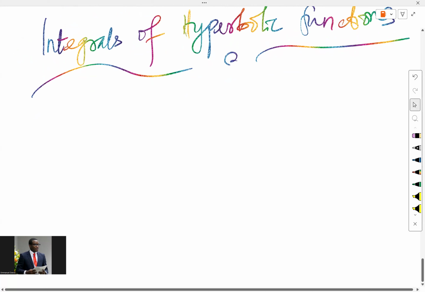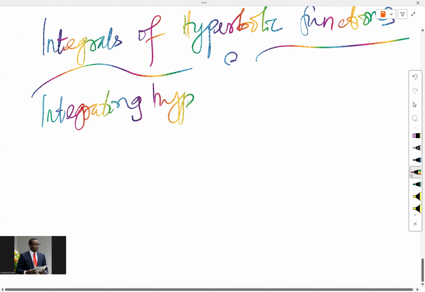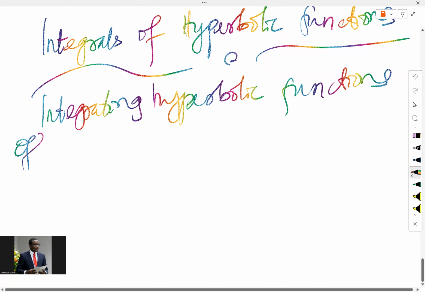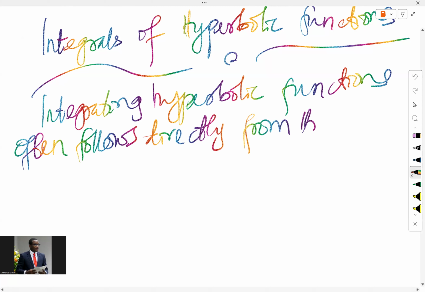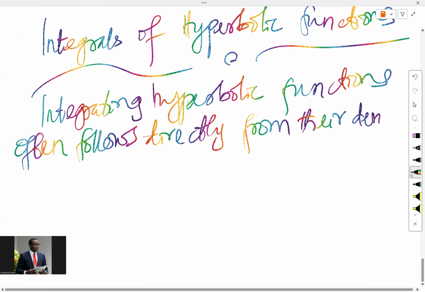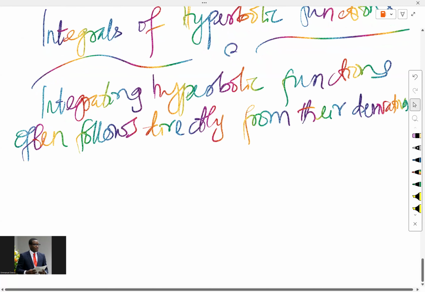So integrating hyperbolic functions often follows directly from their derivatives. So if you know the derivative, then the integral is easy. So just master the derivatives and the integrals will just come naturally.